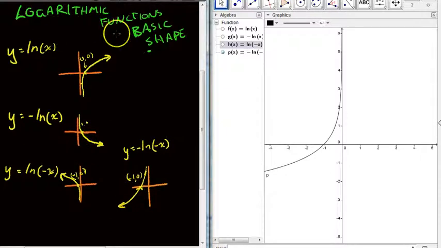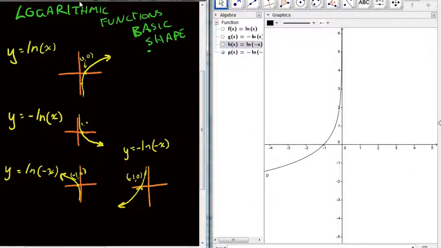Okay, so there's our logarithmic functions, our four basic shapes. If you learn this one and then you realize that the negative out the front will flip it in the x-axis, and then the negative in front of the x will flip it in the y-axis, and then both negatives will flip it in both axes, you should be able to learn it from here and then derive the other three from basic principles. Okay, that's logarithmic functions basic shapes.